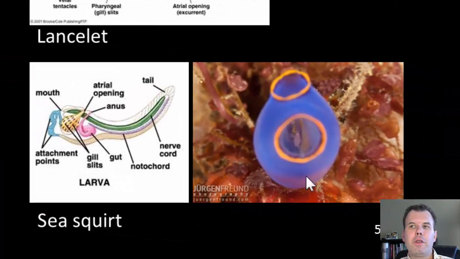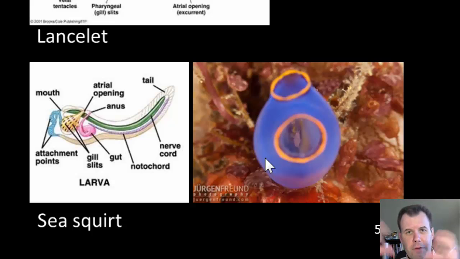But if you look at them as an adult, they look kind of like a big hollow balloon, and they actually kind of look like a heart. And so if you ever take the chance and just type in sea squirt online, you're going to see a lot of different pictures of the sea squirts, and they kind of look like a heart. And what they do as an adult, they actually filter feed.